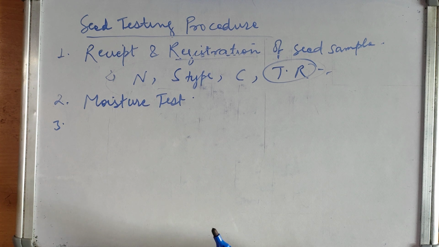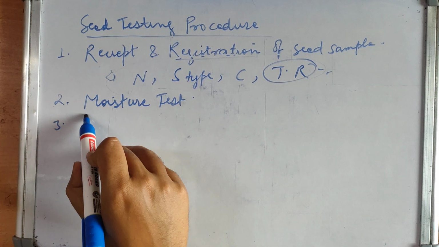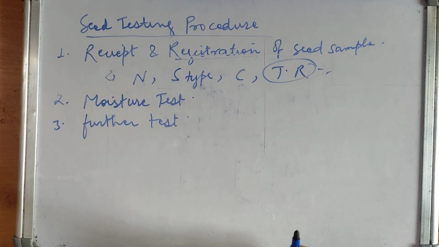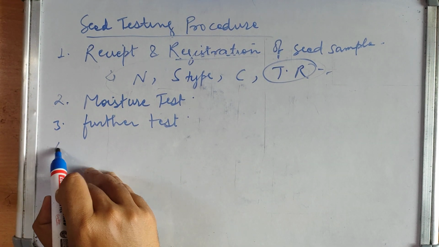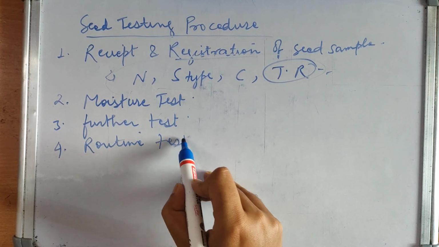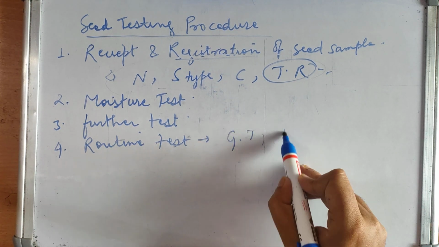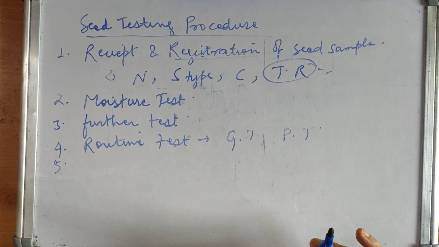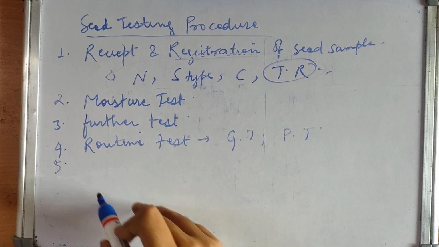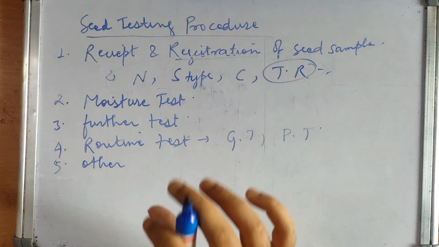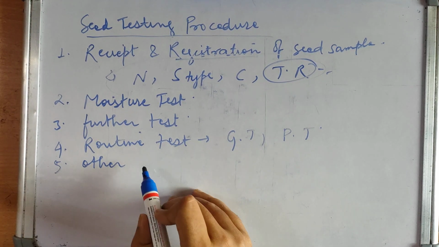Then the working sample is prepared to perform further tests. After the moisture test, we will do more tests such as the germination test or any other test. After that, we will do routine tests, such as the germination test, purity test, viability test, etc. Some other tests we will also do as required, such as variety identification tests, or tests specific to particular varieties only.